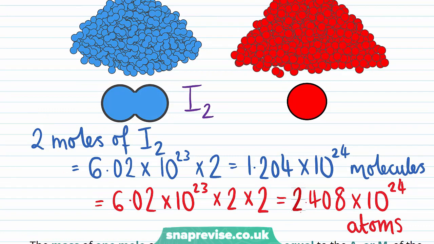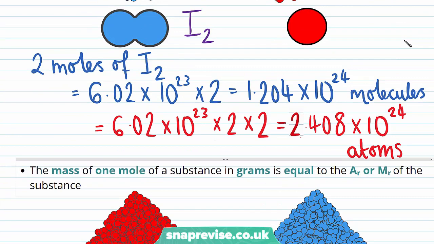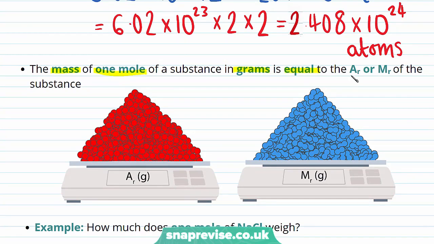We can use the mole to talk either about molecules or atoms, or anything else. We could even talk about a mole of moles, which would just mean we had 6.02 times 10 to the 23 moles. It doesn't matter what you're referring to, the mole is just about the amount of substance. The really useful feature of the mole comes from its definition, which is that the mass of 1 mole of a substance in grams is equal to either the relative atomic mass of an atom or the relative formula mass of a compound, for whatever substance you're considering.